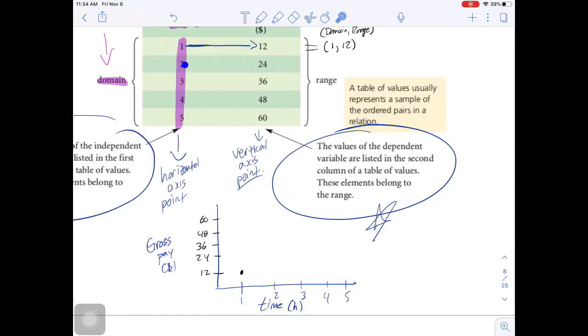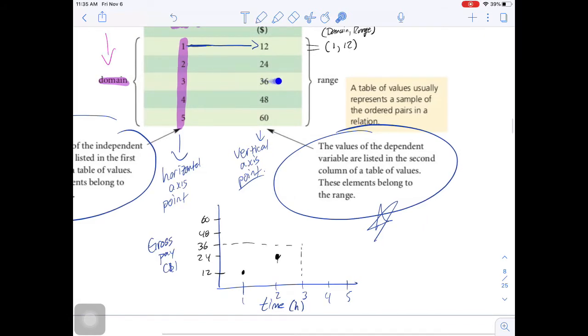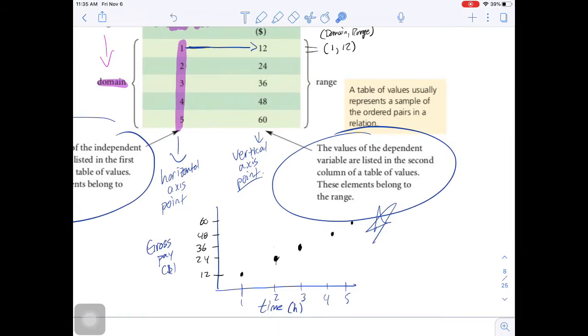When my domain value is 2, my range value is 24. So I'm going to find the point where those two meet. Okay. When my domain value is 3, my range value is 36. And that's found in these two coordinate points, or these two ordered pairs, 3 and 36. Okay, so hopefully you're seeing how all of these new terminologies relate to each other. So 4 and 48, and then 5 and 60. 4 and 48 is plotted here, 5 and 60 is plotted here.